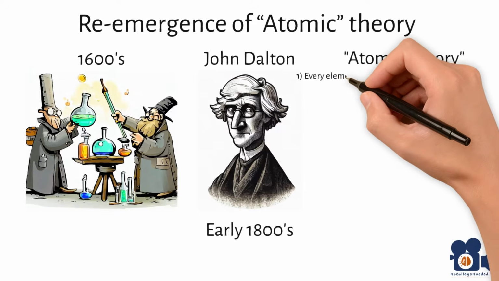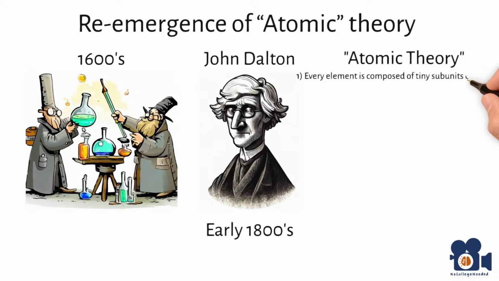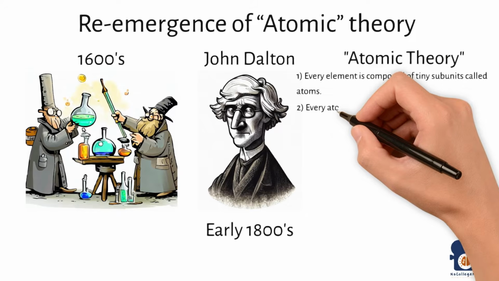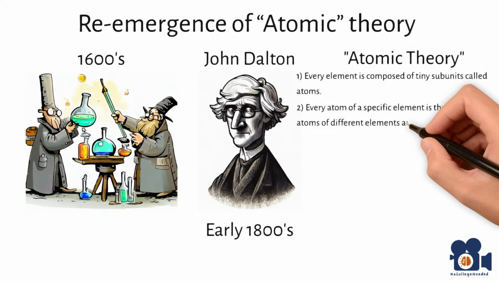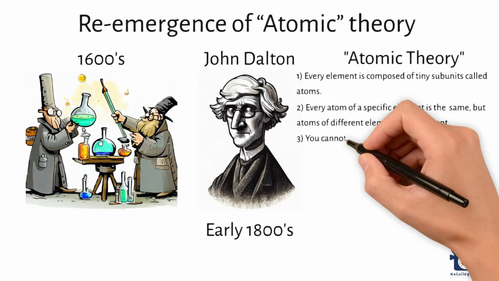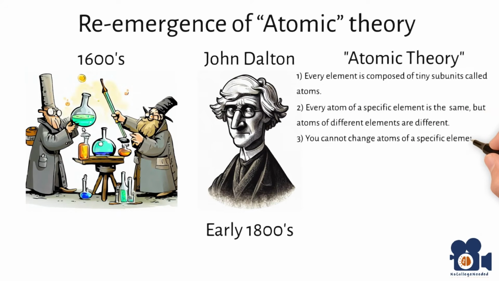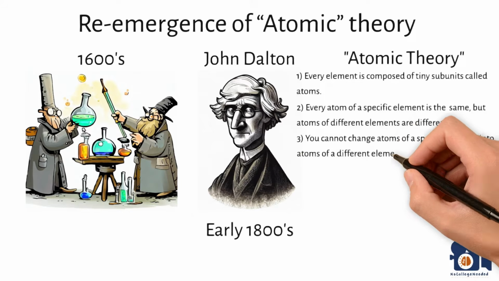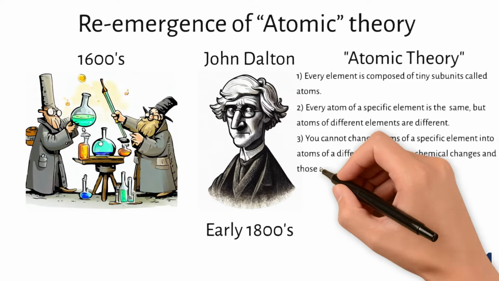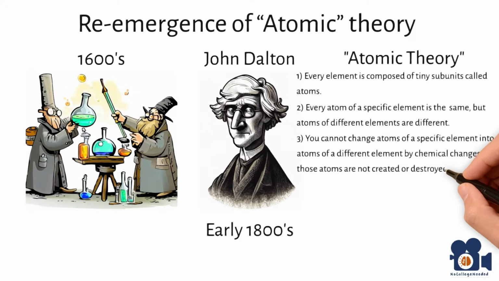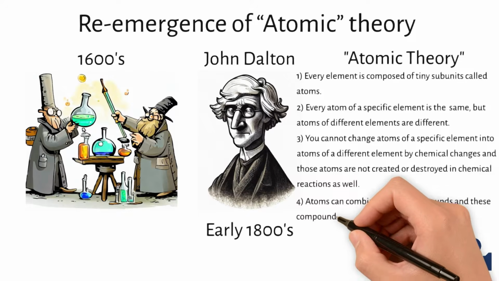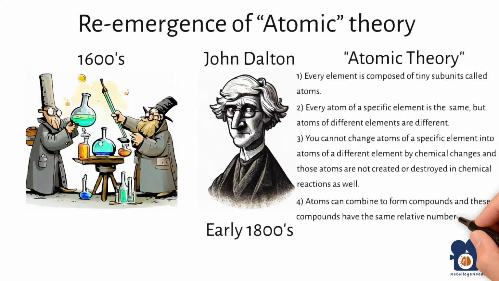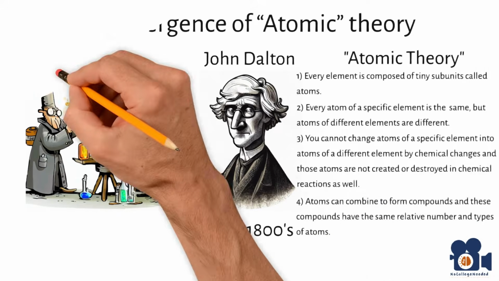1. Every element is composed of tiny subunits called atoms. 2. Every atom of a specific element is the same, but atoms of different elements are different. 3. You cannot change atoms of a specific element into atoms of a different element by chemical changes, and those atoms are not created or destroyed in chemical reactions as well. 4. Atoms can combine to form compounds, and these compounds have the same relative number of and types of atoms.